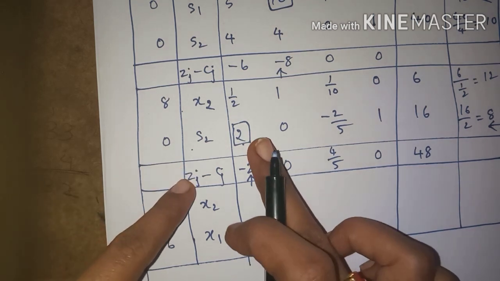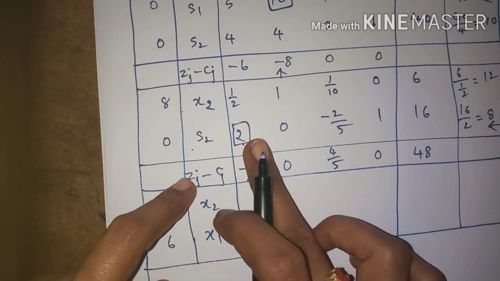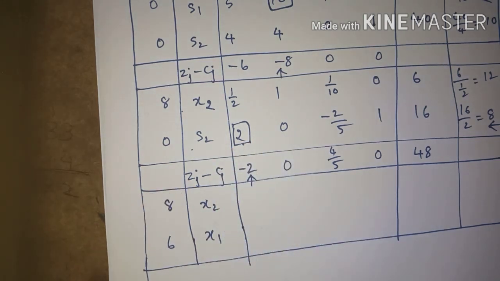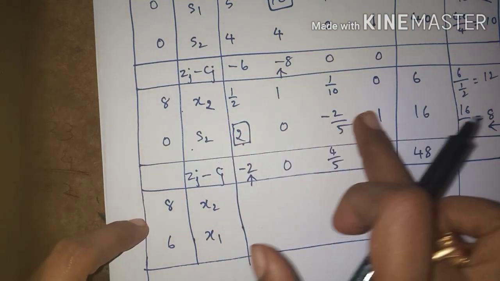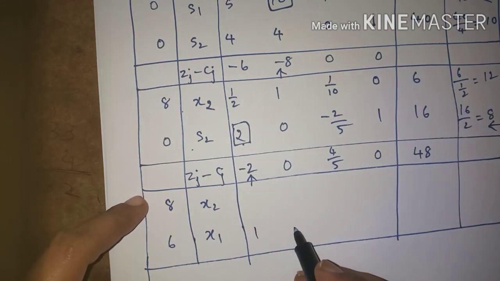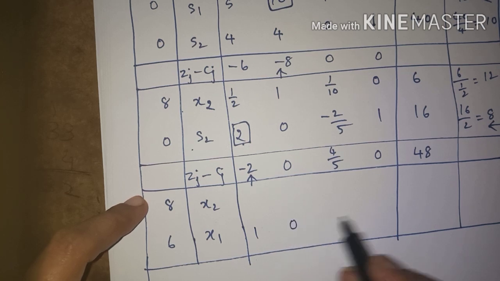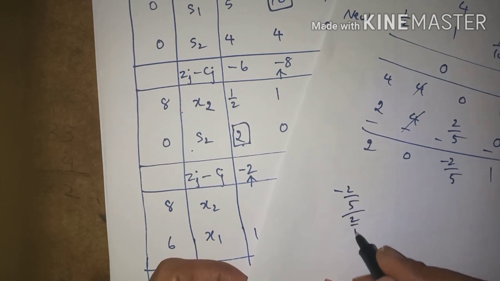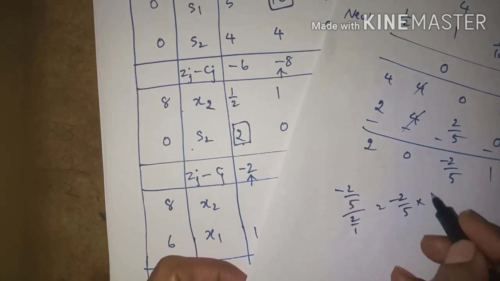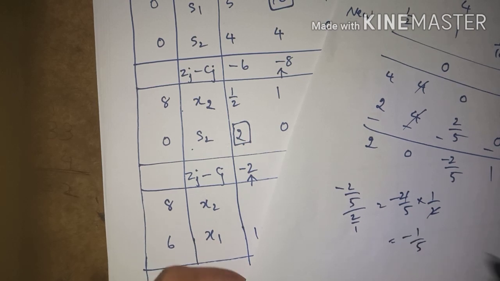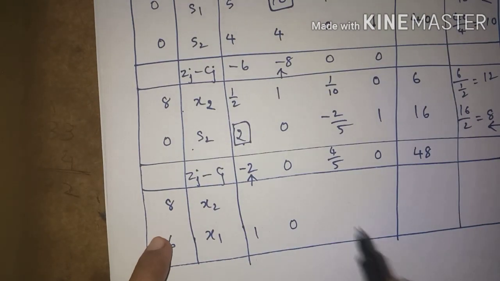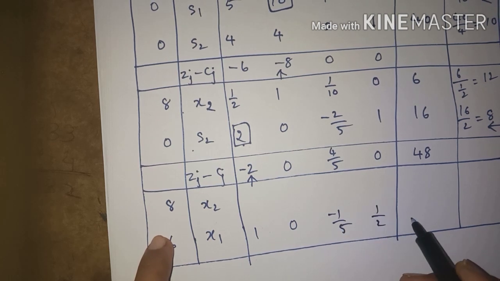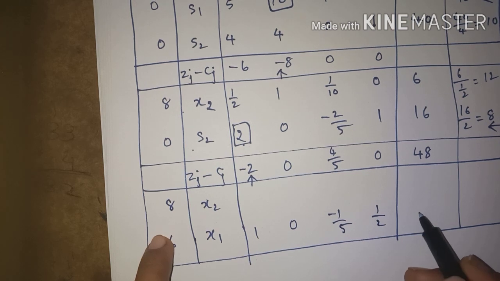Now first of all we have to convert the pivot element into 1. How to convert the pivot element into 1? Divide the complete row with 2. 2 by 2 is 1. 0 by 2 is 0. Minus 2 by 5 by 2 is equal to minus 2 by 5 into 1 by 2, which is equal to minus 1 by 5. Next 1 by 2. 16 by 2 is 8.